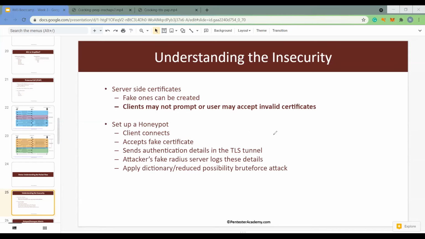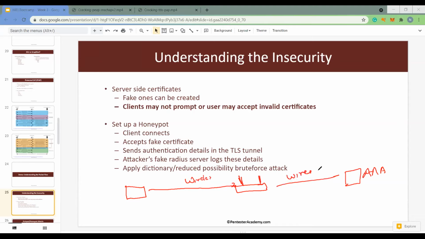So how are things happening now? You have to understand this. We have our client here, and then we have our access point here, and this is our AAA server. We were using authentication methods first to authenticate with the AAA server. This part is on wireless, and this one is on wired.